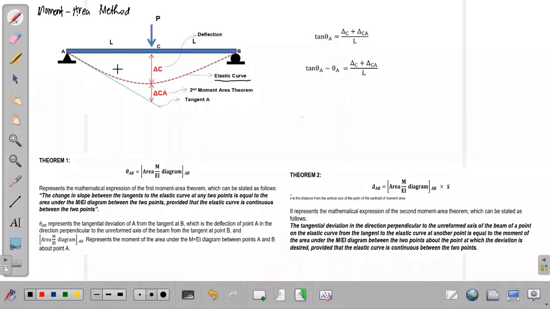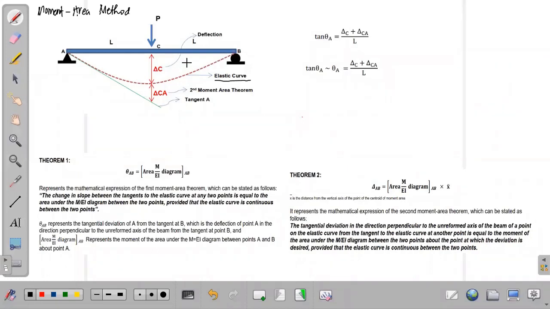Okay, so looking at our diagram, we have a simply supported beam and we placed a concentrated load at the middle. So when we draw our elastic curve there, this will be our elastic curve. So we have this red dotted line. This is going to be our elastic curve.